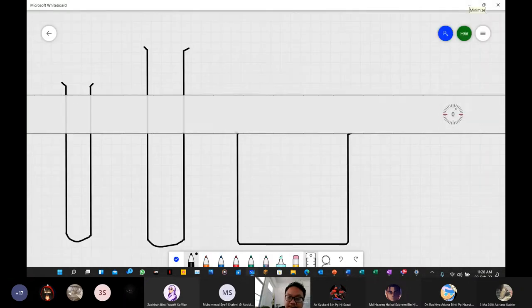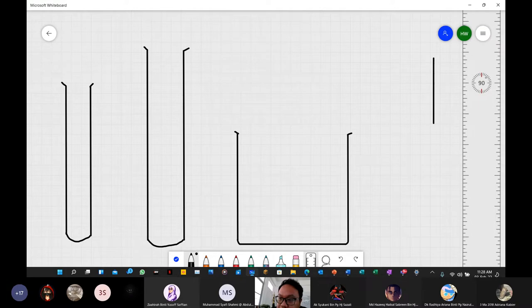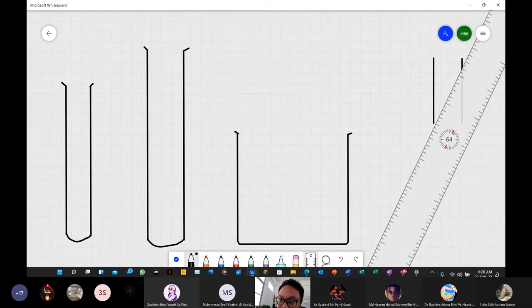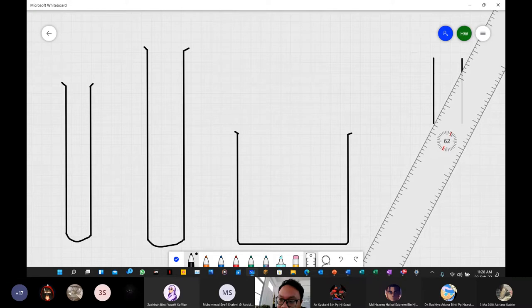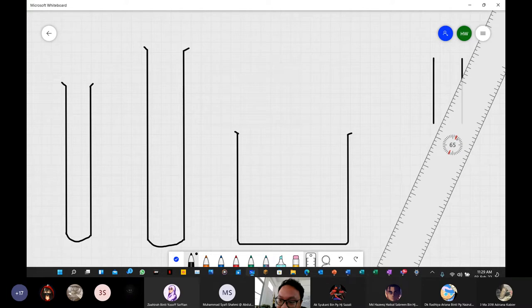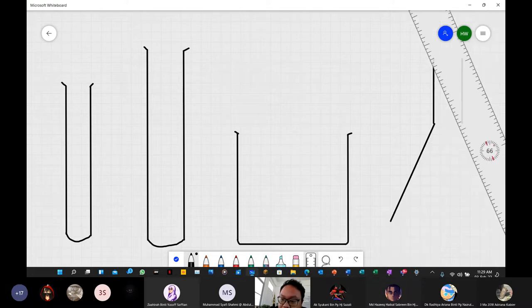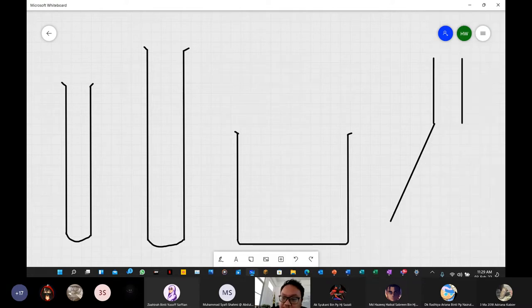Again, use ruler. Draw the neck on top. Make sure the neck is not too thick, not too thin. And then make it angular. Make sure both sides as close as possible. I'm using 65 degrees. Saya buat rata. Like that. Another side pun sama juga. 65 degrees.